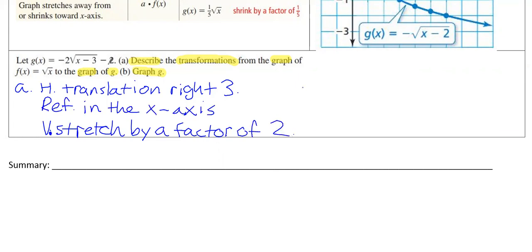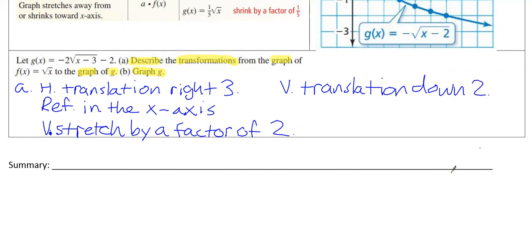And then the last one is going to be this minus 2, which is outside the function, outside the square root. And so that's going to be a vertical translation down 2.